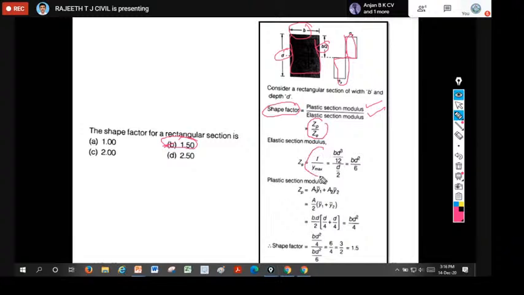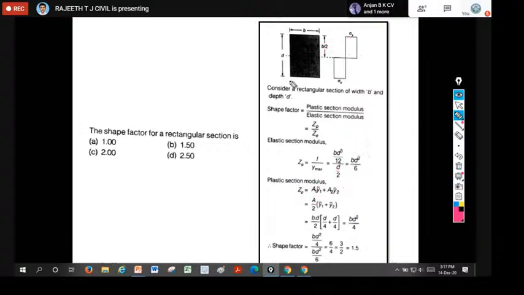ZD we know is I by Y, where I for this rectangle is BD cube by 12, and Y max from the extreme fiber to the center is D by 2. So ZD is BD square by 6. Now if you want to calculate ZP, this is the new thing you are studying now.